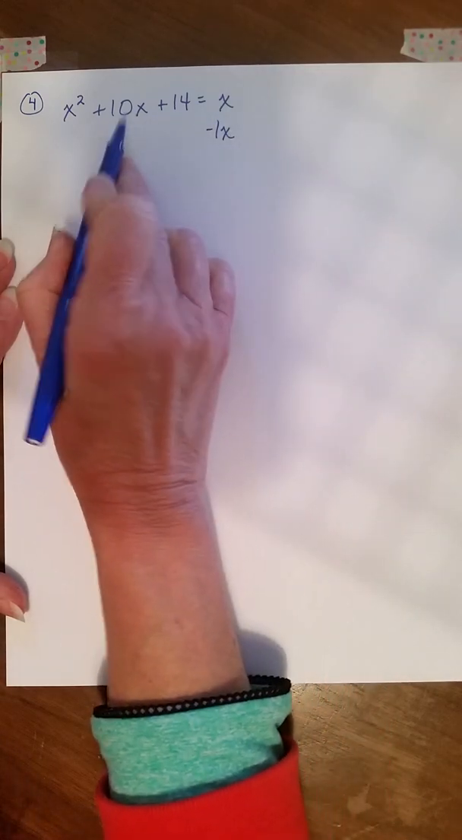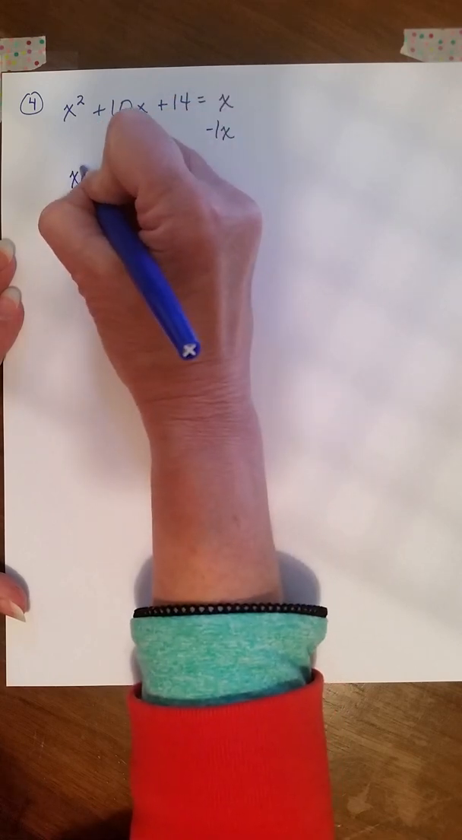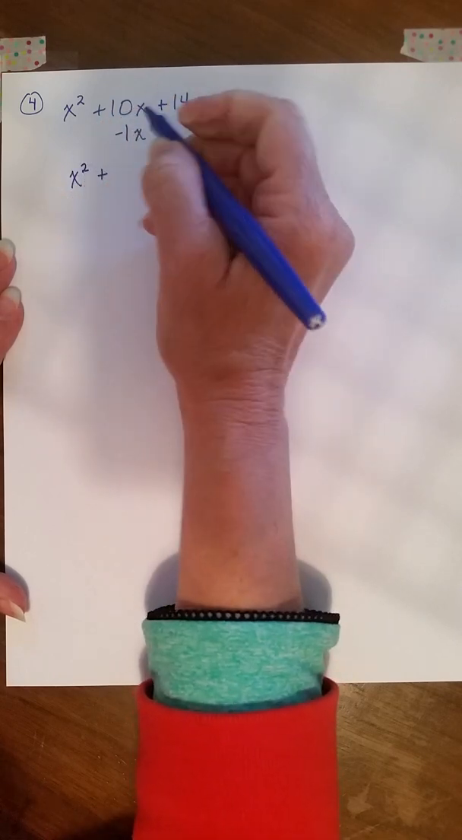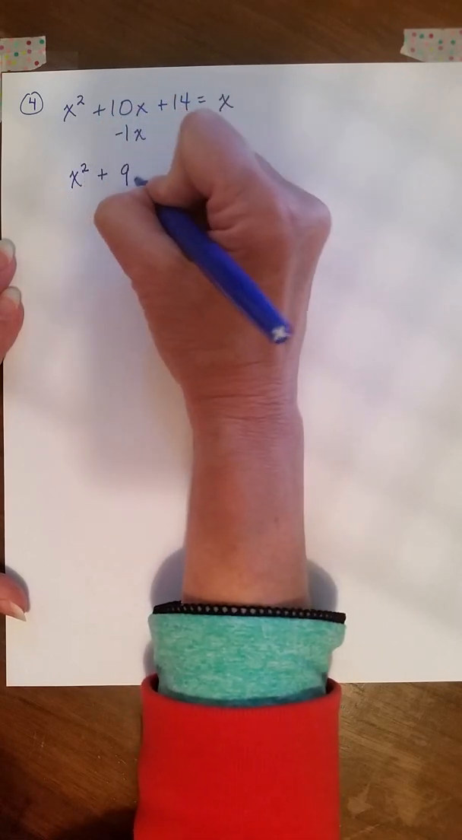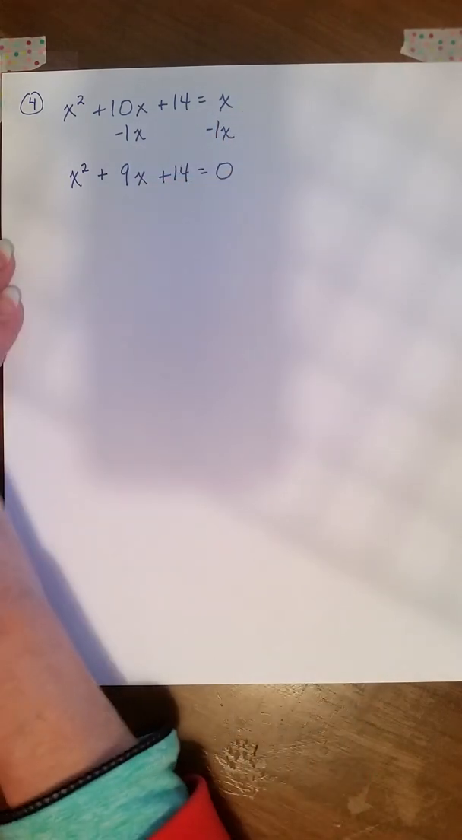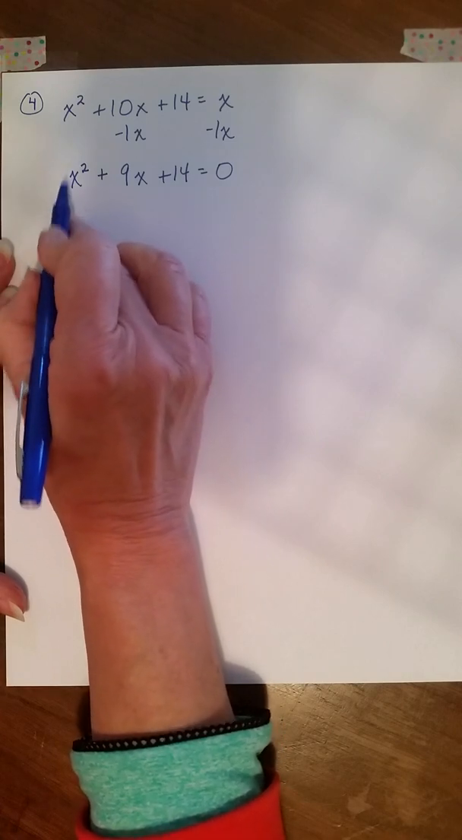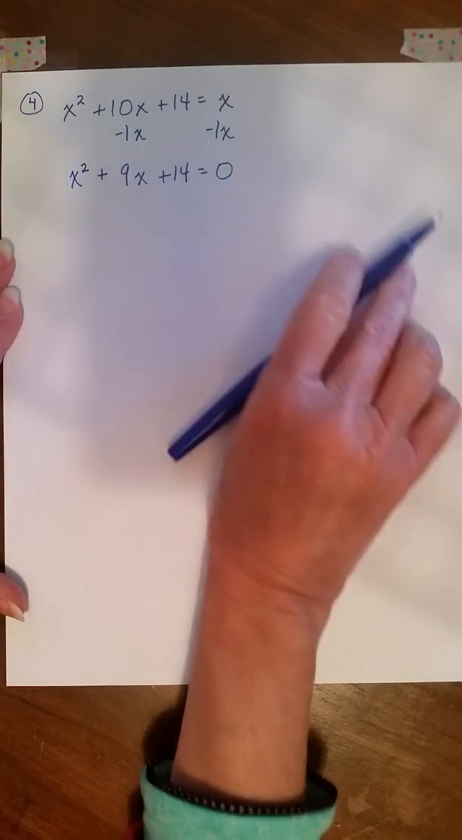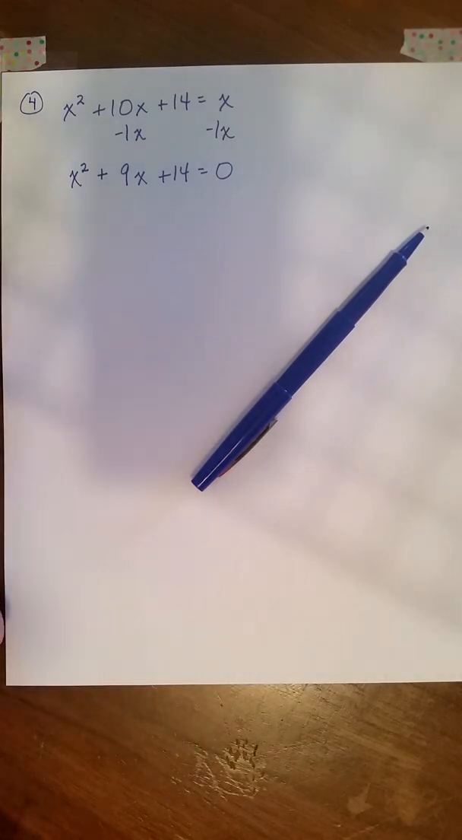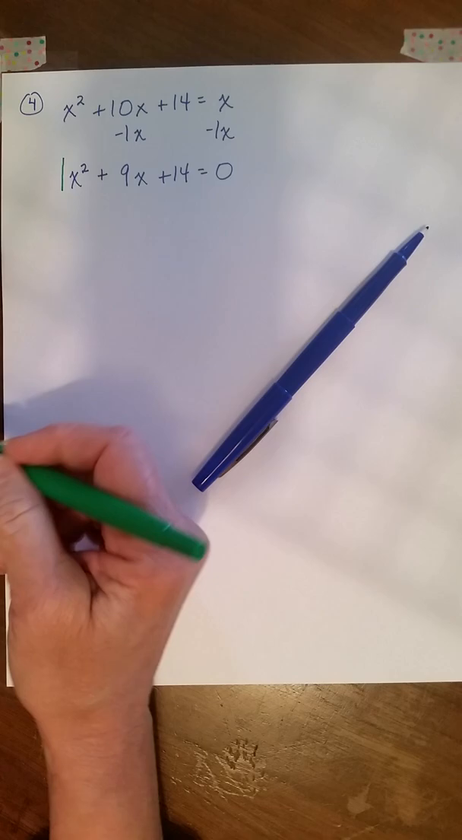So that's the like term. So I'm going to subtract 1x. So I have x squared plus 10x minus 1x is 9x plus 14 equals 0. So now I know a also, again, this coefficient is 1. And they won't write it in, but remember, keep it in your mind. I'm going to put this in green. There's an understood 1 there.